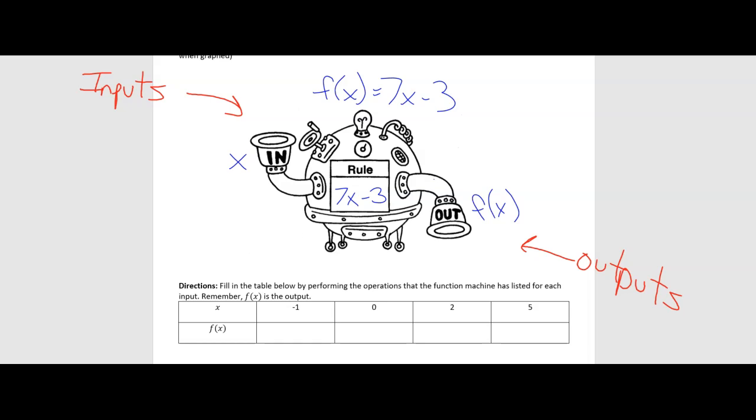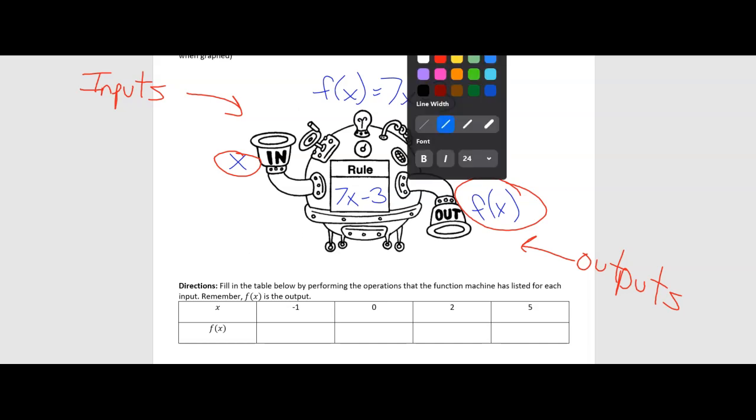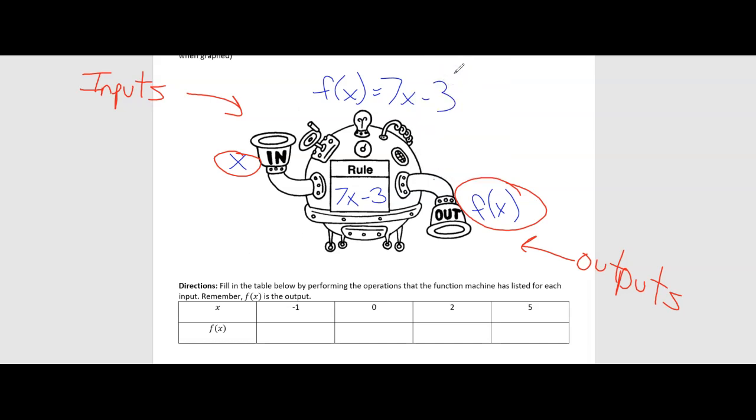So this is just a little diagram. It's called a function machine, but it's just showing you the idea of an input is a number that we input or substitute into the function. The function then performs different operations on that input, and it spits out or gives us an output. So our x's are the inputs, and the f of x's are our outputs. So let's go through a little example of what we're talking about here. Let's say I start with the input, -1.